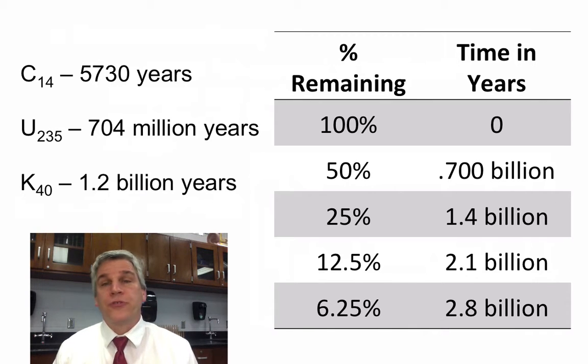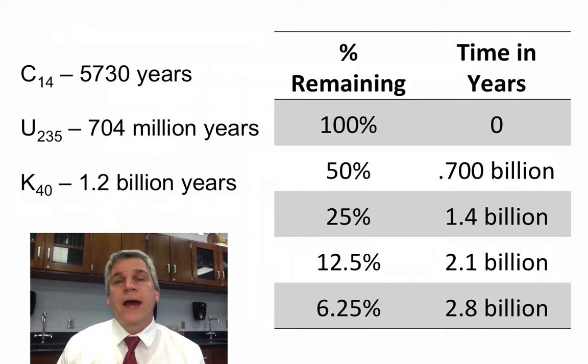Let's use that uranium-235 as an example. In new rock that is formed, 100% of all of the uranium-235 is present. 704 million years later, half of it's gone. And so that time in years, I changed that to billion, so that's 0.7 billion years. Another 0.7 billion years goes by, and half of that is gone, so only 25% of what was originally there remains. Another 0.7 billion years goes by, half of that is going to be decayed, and so now we're down to 12.5% and so on.